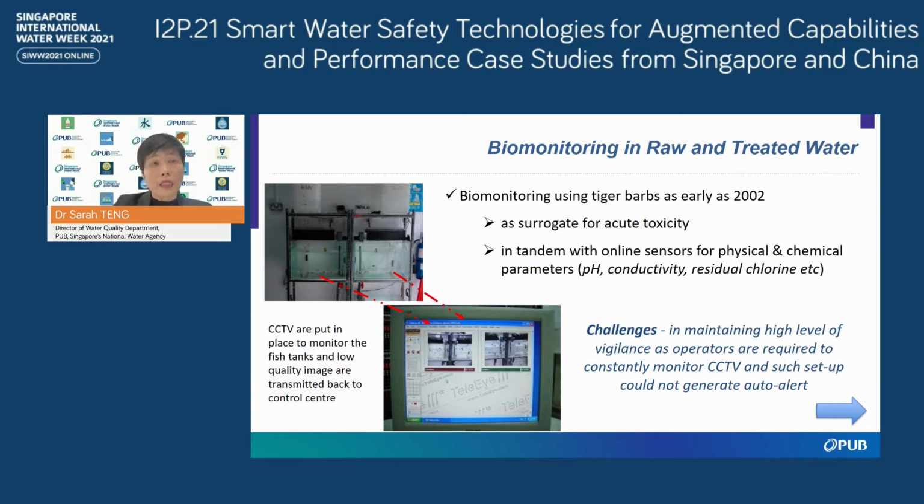These sensors are placed in key installations within our distribution system, but many of such installations are remote and unmanned. Hence, back then, we used CCTV to send images of the fish tank to our control center, where they would be viewed manually 24/7. This is very labor intensive, and staff at the control center need to constantly monitor the CCTV images at all times. The images are also not of very high resolution. The other disadvantage of such an approach is that the system does not generate an auto alert when there is fish death. So we need to innovate how we do such monitoring.